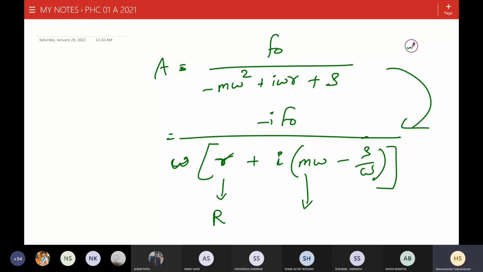This is R. This m is basically L. This s is 1 over C. Remember? We got the same thing when we found the equation for the current I through an LCR circuit. We got the same form, except for this omega and minus i. So I just recast it in the same form. Well, anyway, let's not go there.